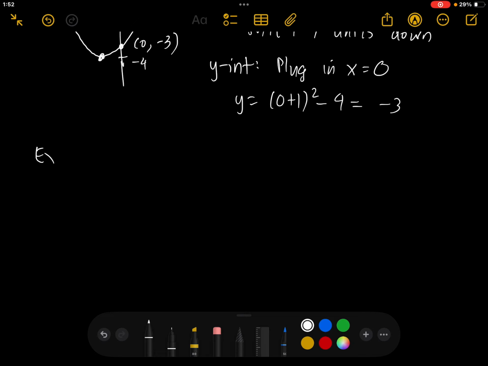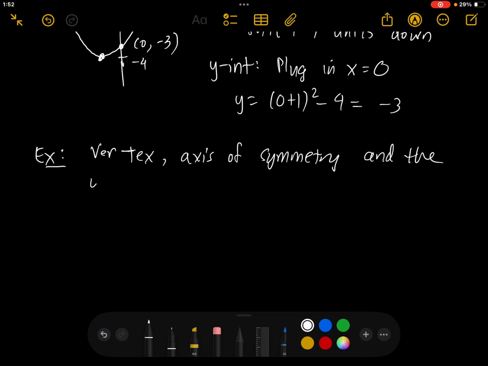So let's do another example. Find the vertex and the axis of symmetry and the y-intercept of y equals 2x squared minus 8x plus 1.